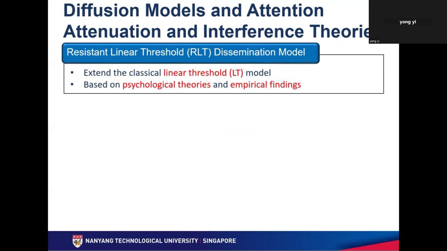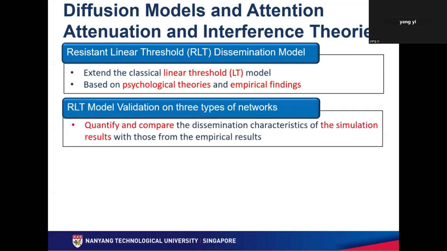So they first extend the classical model to the resistant linear threshold model. This extension is based on the psychological theory and empirical findings we mentioned before, and they test the model on three types of networks. These three types of network can be generated using some packages in Python, like the ER model, just using different parameters. They quantify and compare the dissemination characteristics of the simulation results from the RLT model with empirical results.